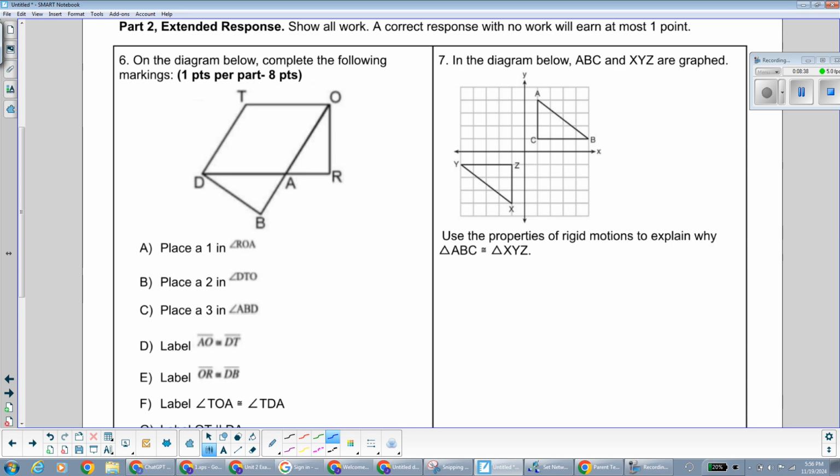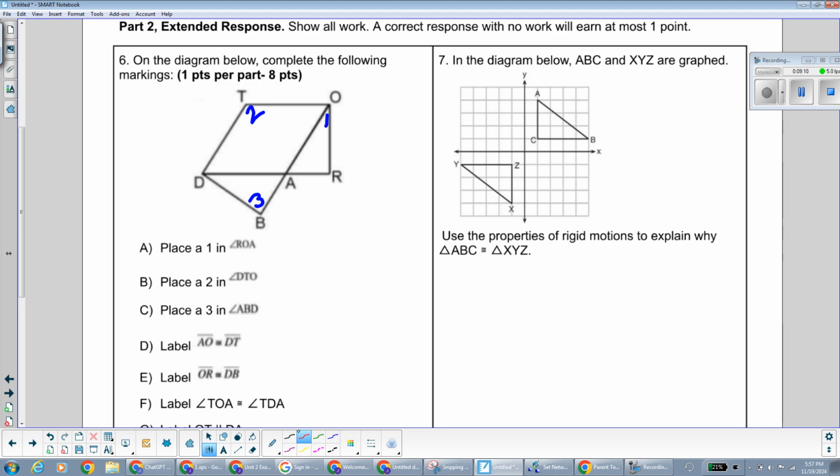So people lost points because it wasn't clear where your number was, that it wasn't in the angle. Like if you're placing angle 1 in ROA, it can't be here, right? I don't know what that is. Angle ROA is right here. It's this angle. Angle DTO, if you put the 2 over here, no, that's not right. Angle DTO is here. Angle ABD is here.